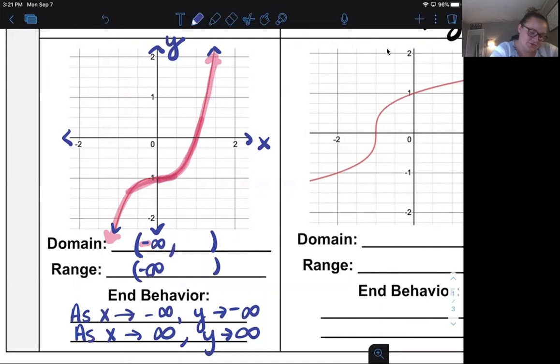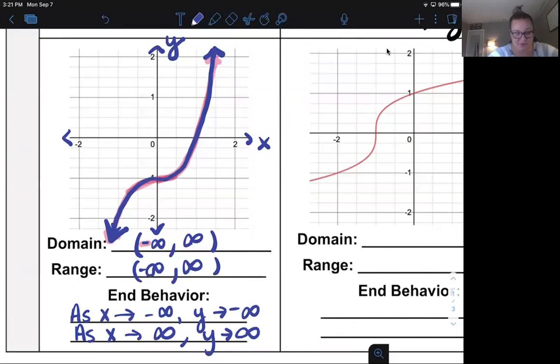My range. All right. Then for my range, it looks like my y's extend downward forever, so they head towards negative infinity, and then my y's extend up forever, or towards positive infinity. So my range is negative infinity to positive infinity.